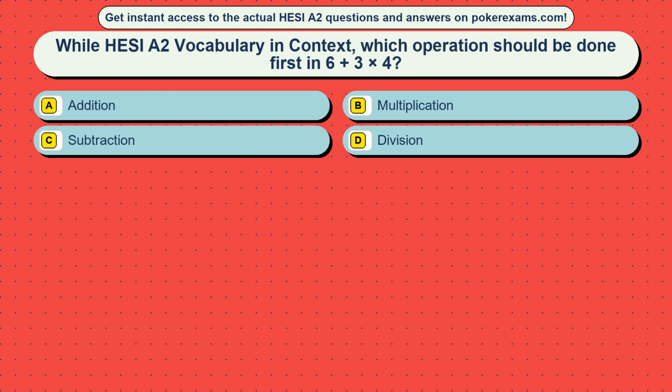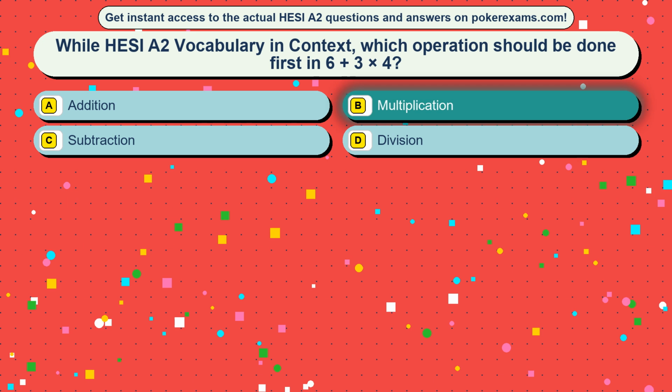Question 17. While HESI A2 vocabulary in context, which operation should be done first in 6 + 3 × 4? Option A, addition. Option B, multiplication. Option C, subtraction. Option D, division. The correct answer is option B, multiplication.